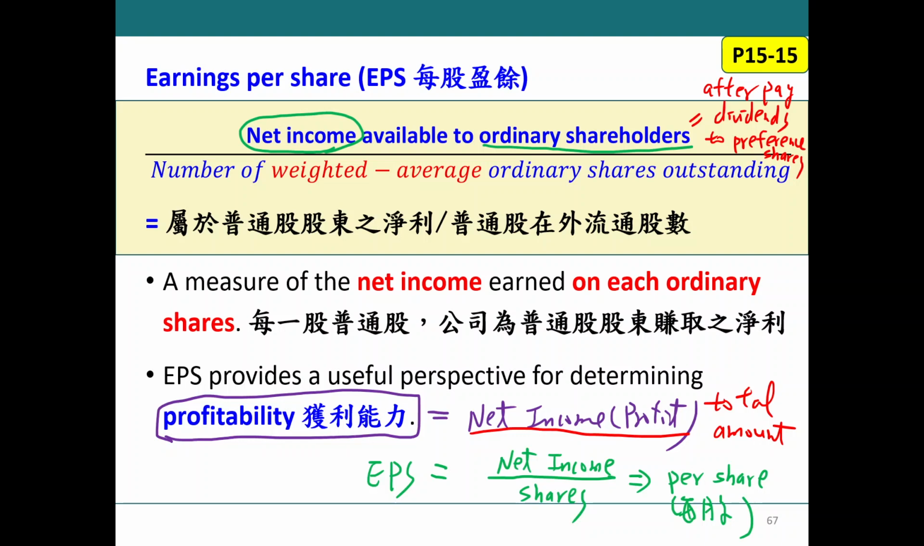So you get the net income that only belongs to the boss. Then divide by shares, also the shares belonging to your boss. So you should divide it by ordinary shares outstanding. Remember what outstanding means? In the market.